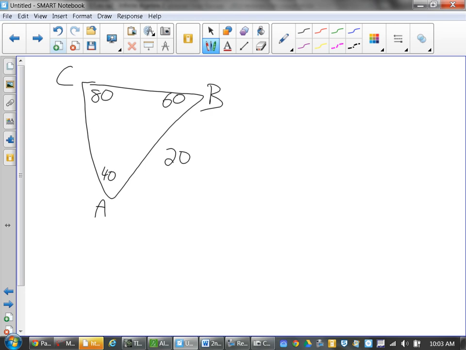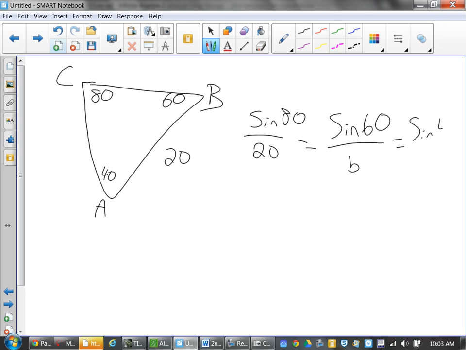Law of sines was that ratio: the sine of 80 is to the side opposite, as the sine of 60 is to its side opposite, as the sine of 40 is to its side opposite. This one works out nice because it's an angle-side-angle scenario. You don't have to worry about the ambiguous case.